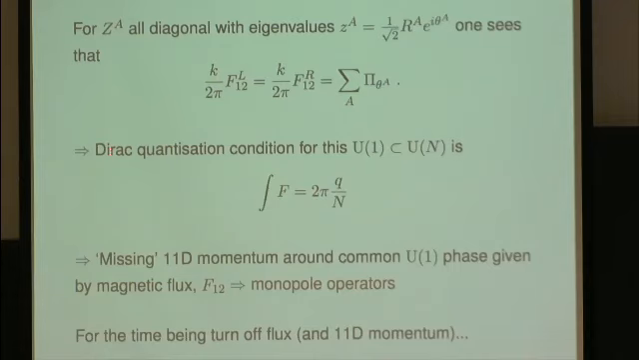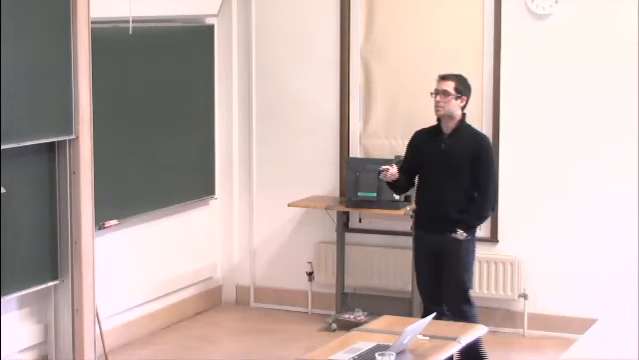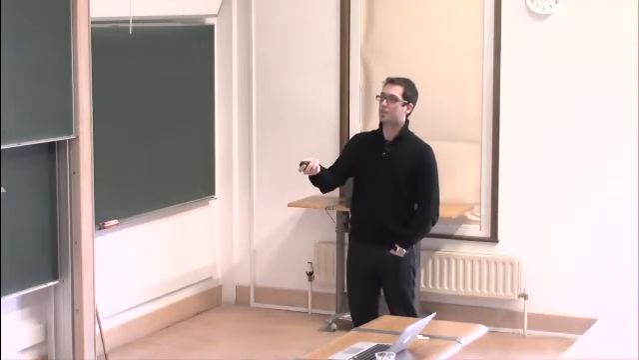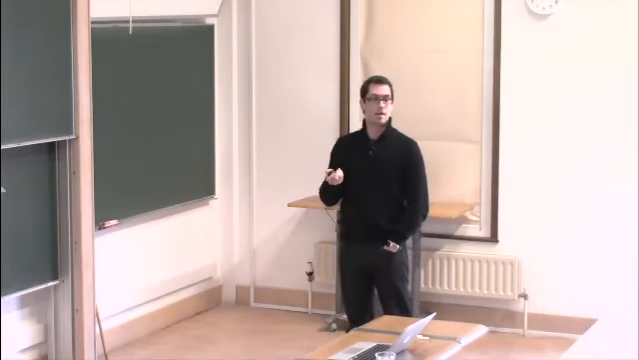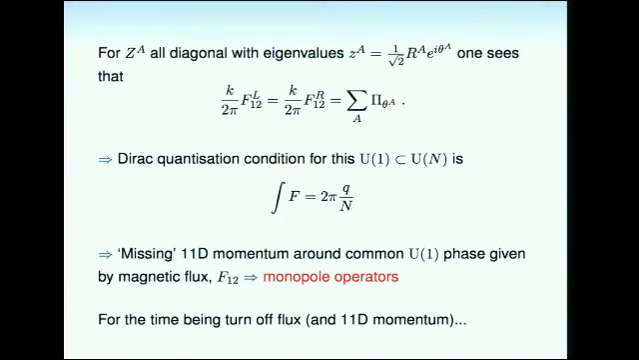One thing to note here is that the Dirac quantization for these U1 fluxes involves a fractional quantization condition, because this U1 lives inside this UN, and here instead of just getting 2 pi in integer, you get 2 pi in integer over n. So we've seen how turning on momentum in the ABJM theory corresponds to turning on these fluxes, and having seen it, we'll forget about it, and for the time being, let's turn off flux, and as a consequence, also 11-dimensional momentum in this case.